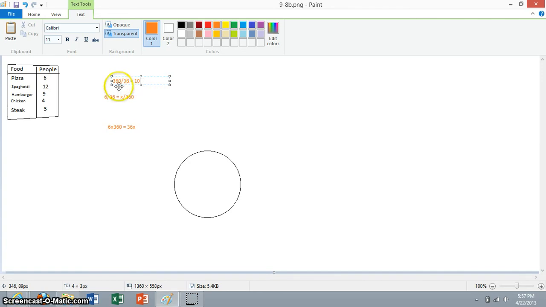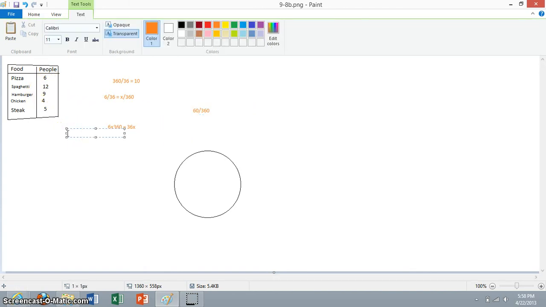Now that results in 10, then you multiply this by this number right here, which makes 60. And then that's, according to this number right here, well, it's always 360 because that's how many degrees are in a circle, and we're making a circle graph. So that's 60 out of 360. Now, we can do that with the rest of them.